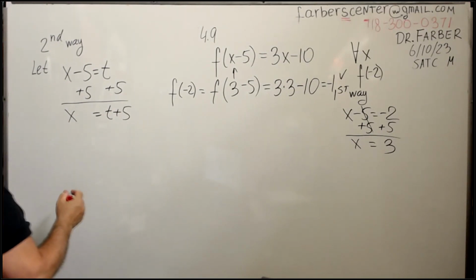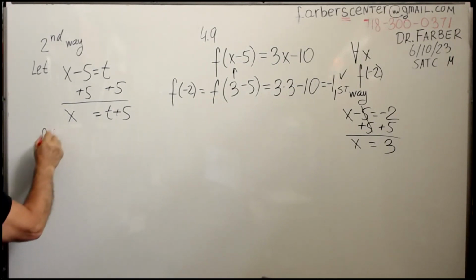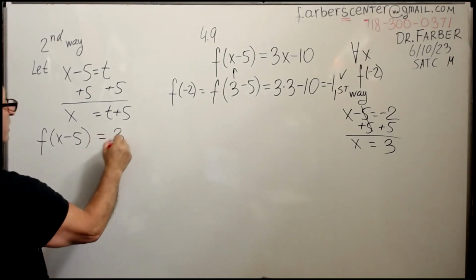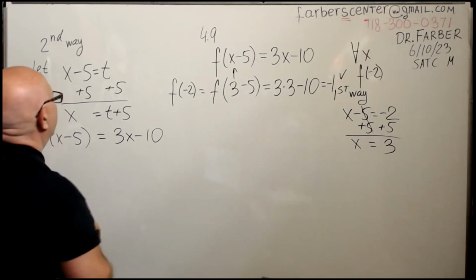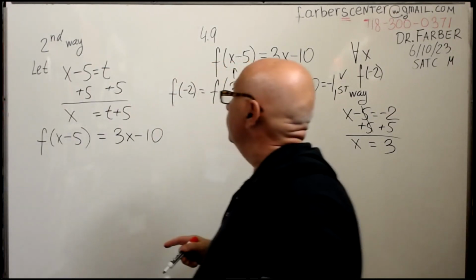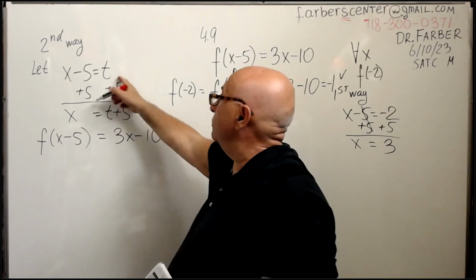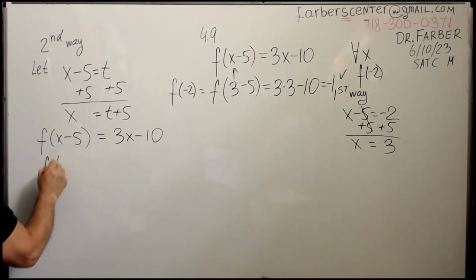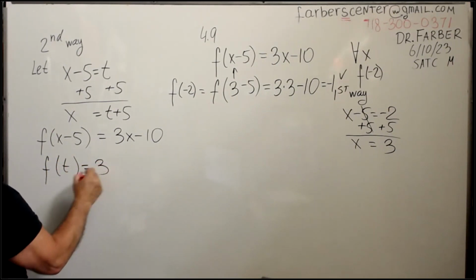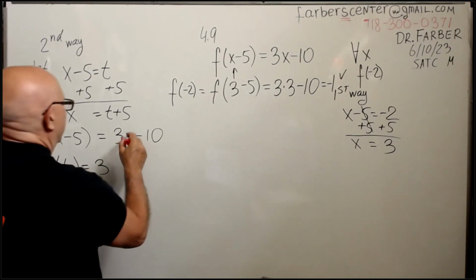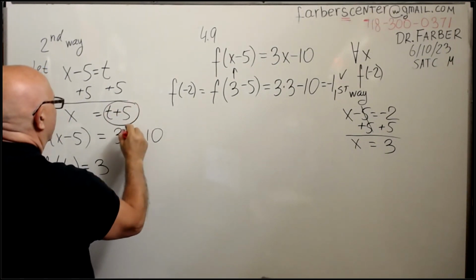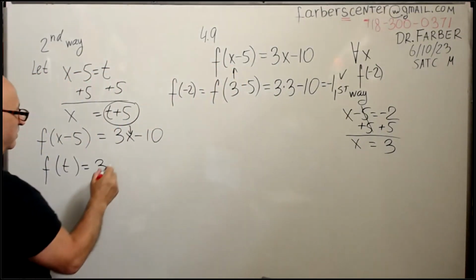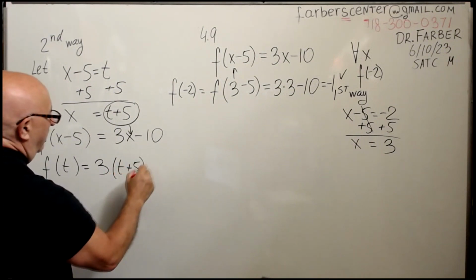Now, f of x minus 5 equals 3x minus 10. This is given. But from now, x minus 5 equals t. You can write f of t equals 3, but instead of x, you see x equals t plus 5. Plug in 3 times t plus 5 and minus 10.